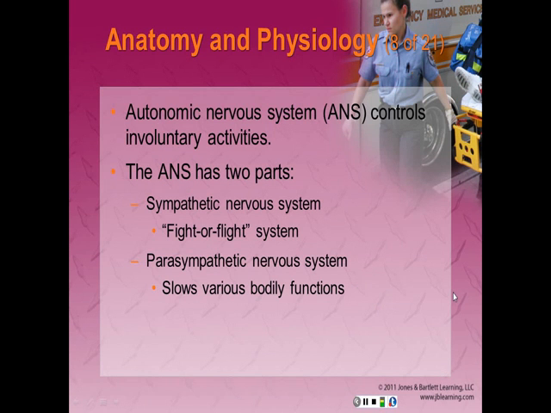The autonomic nervous system controls involuntary activities of the body. The ANS has two parts which normally balance one another. We've talked about these before. First, there's the sympathetic nervous system, which is your fight or flight system.